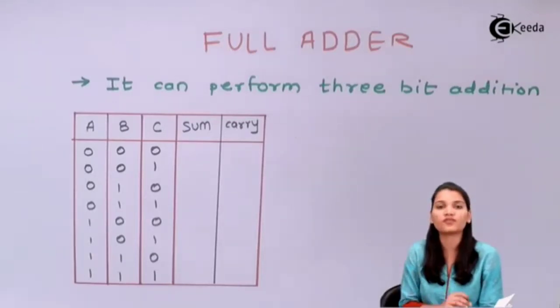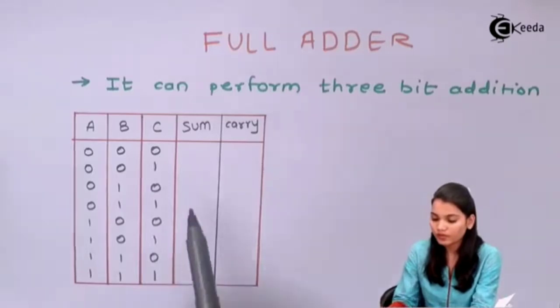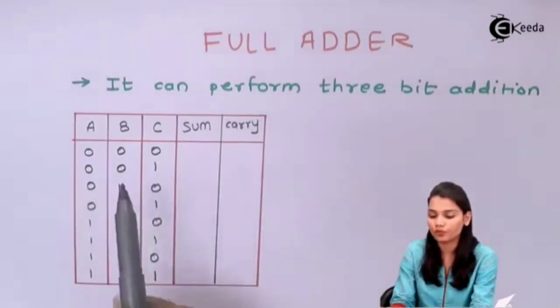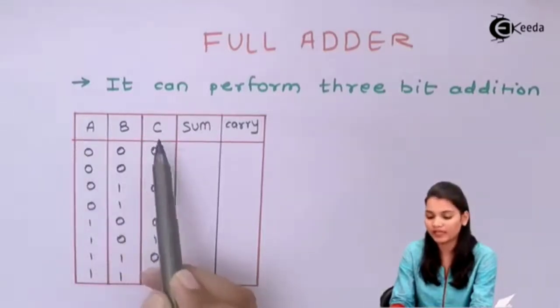Construct the full adder circuit with the help of the case. So let's see the truth table. Now here we want to perform the 3 bits addition. Therefore we have 3 inputs, that is input A, input B and the input C.